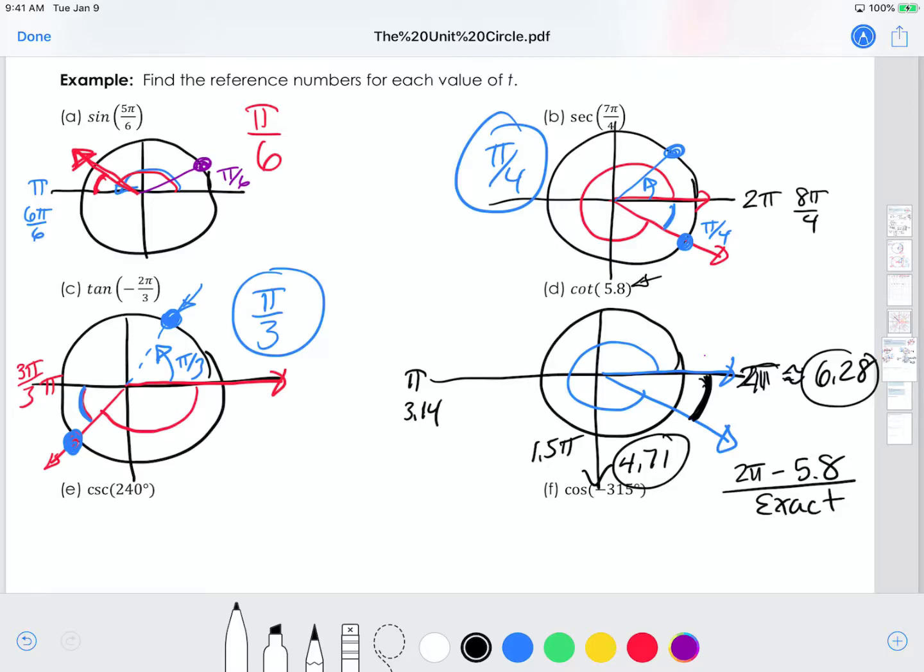If I want an approximate answer, I know 2 pi approximately is 6.28, and if I subtract 5.8, that's going to give me approximately 0.48 radians as my reference angle. If you want it as exact, just leave it as 2 pi minus 5.8.